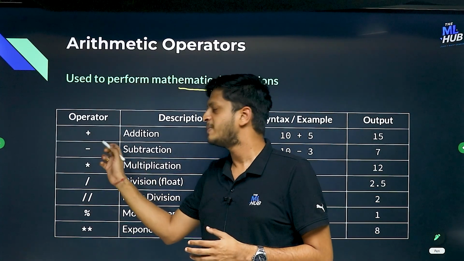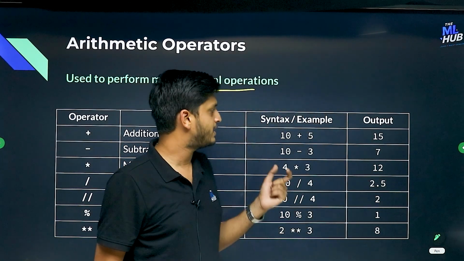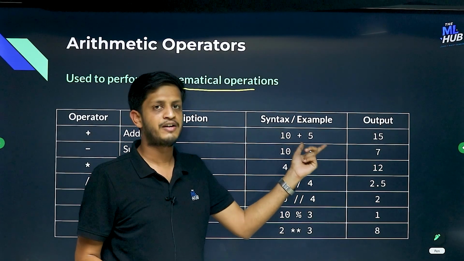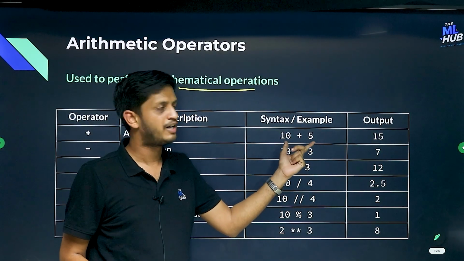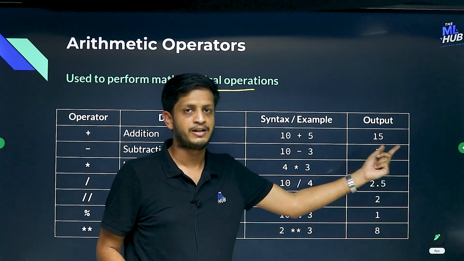First is plus, which means addition. If you want to add 2 values, you can use the plus operator. Very simple example, if you just write 10 plus 5 in Python, and if you run this statement, you will get the output as 15. So 10 plus 5 will be evaluated as 15.